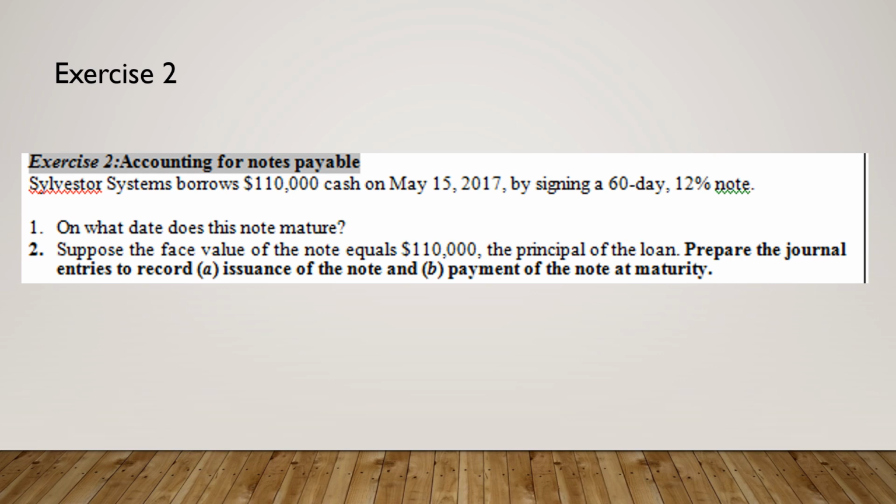So number one, on what date does this note mature? Since it's stated that the duration of this note is 60 days, I'm going to just add another 60 days to the 15th of May. The maturity date will be May 15 plus 60 days, so it will be July 14, 2017. What about the second requirement?